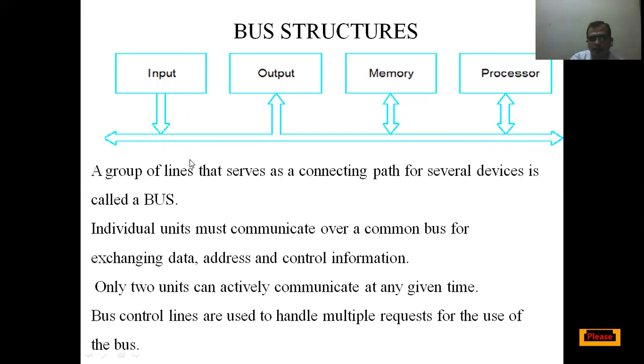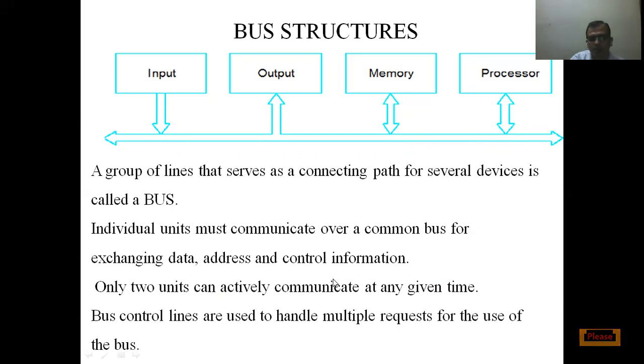Only two units can actively communicate. For example, if you want to move data from the input device to the memory, we send the signals from the input device over the line, and from the line the data will be moved to the memory. So one operation will be completed. Then from the memory the data will be moved to the processor, so the memory and the processor interact, and the processor result will be put back to the memory. If you want to display the data from the memory, we give the data to the output device. So only two units can actively communicate at a given time for a single bus.